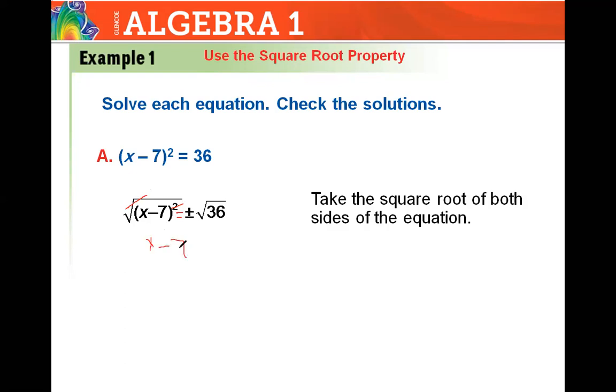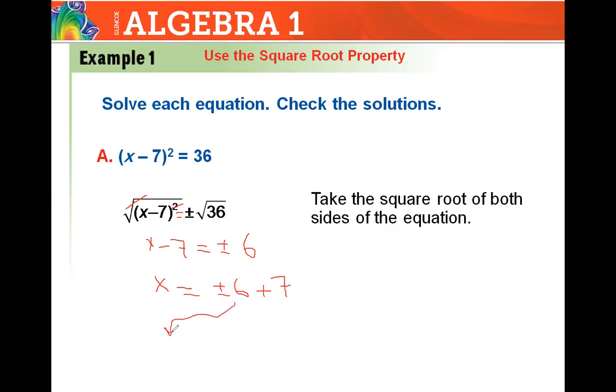x minus 7 is equal to, as we said, positive or negative 6. It means we make plus 7 on both sides. So we have here x equal positive or negative 6 plus 7. Positive or negative 6 means one answer with positive 6 and one answer with negative 6. So we have two answers. This is the first one and this is the second one.